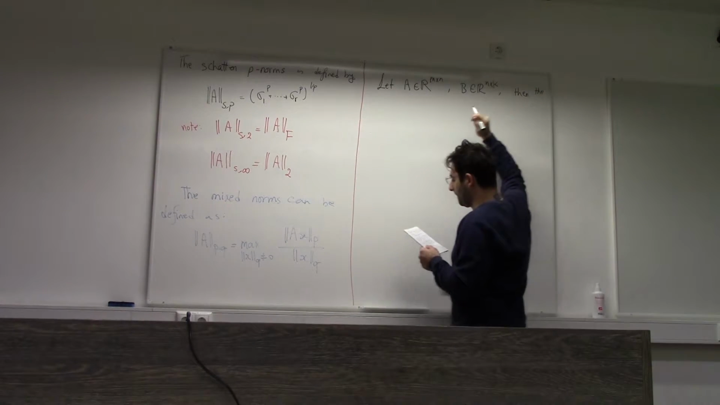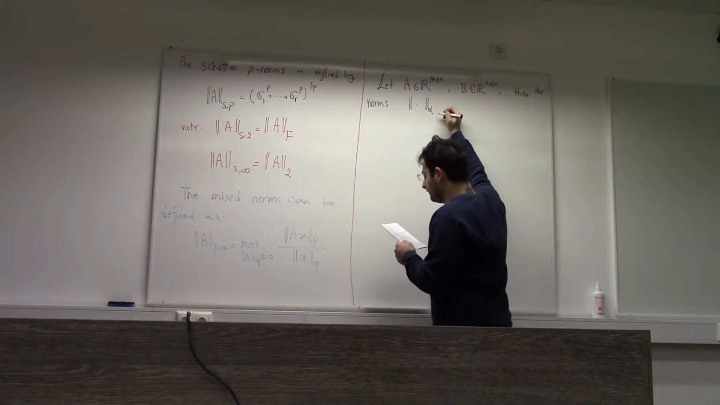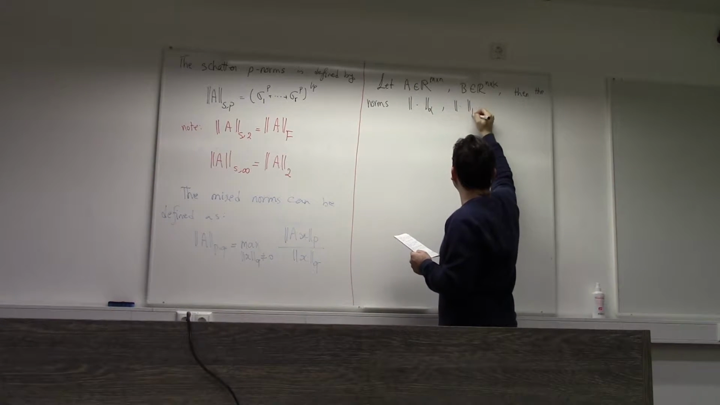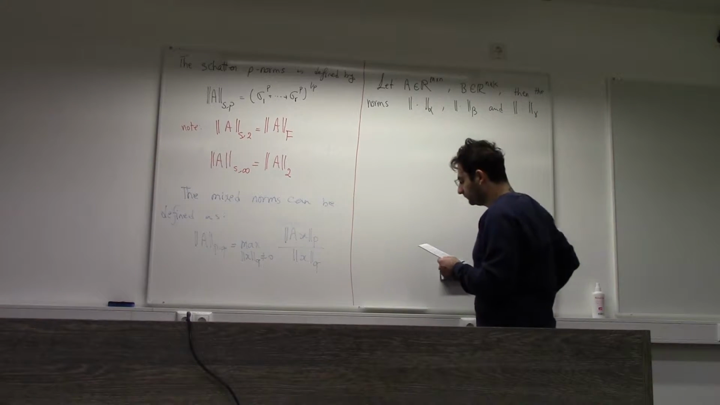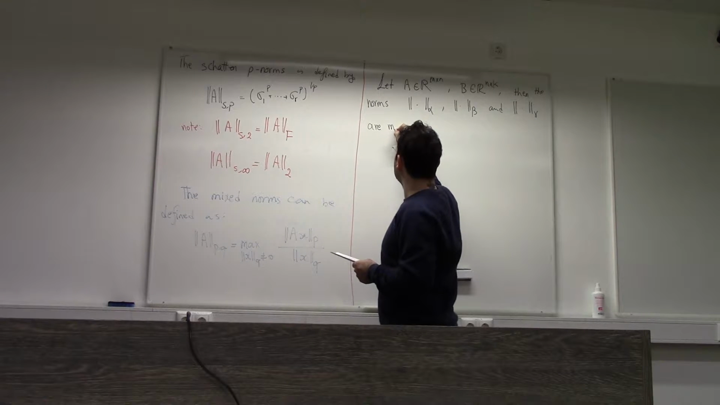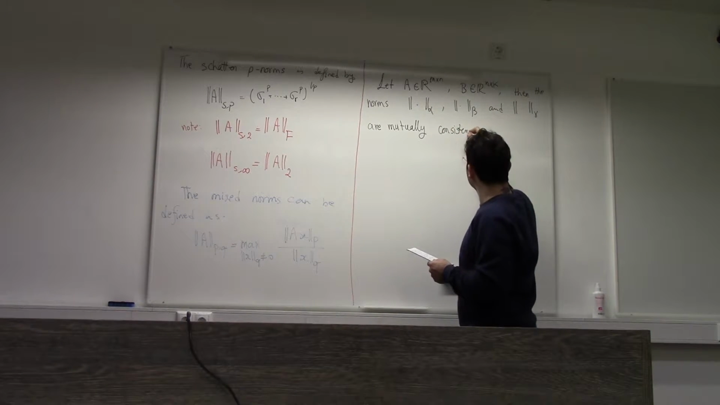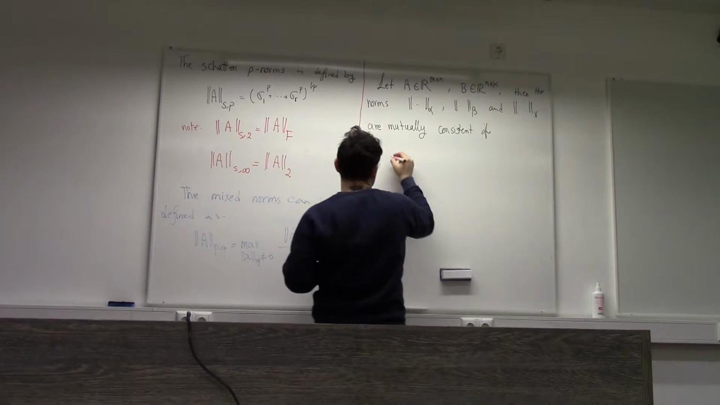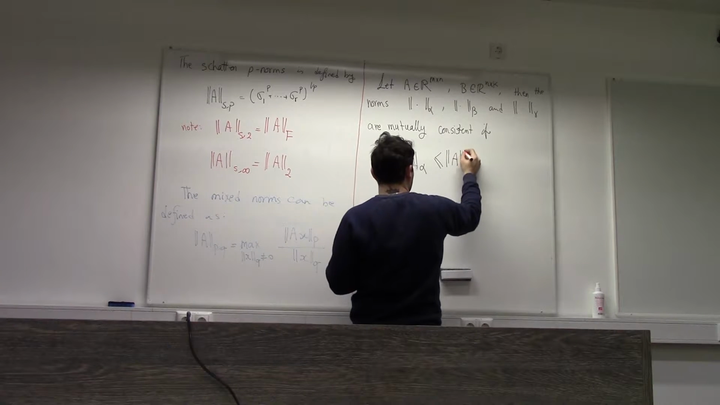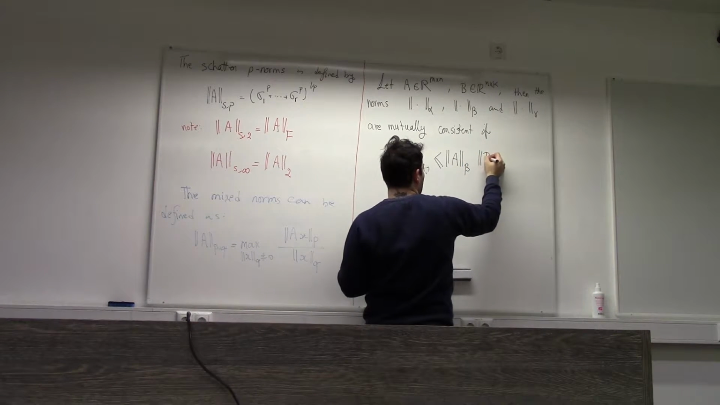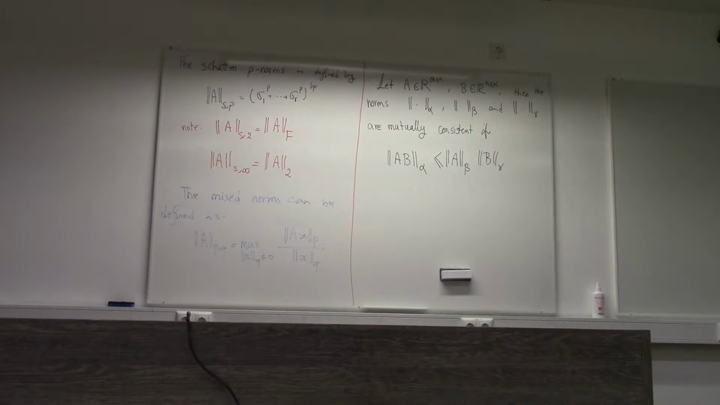Then the norms of alpha norm, beta norm, and gamma norm are called mutually consistent if the alpha norm of AB is less than or equal to the beta norm of A multiplied by the gamma norm of B. Then alpha, beta, gamma are considered to be mutually consistent.